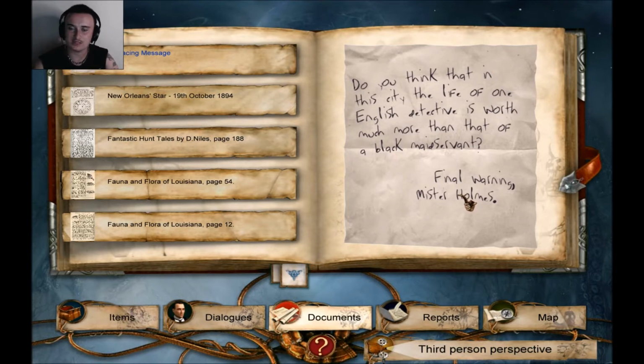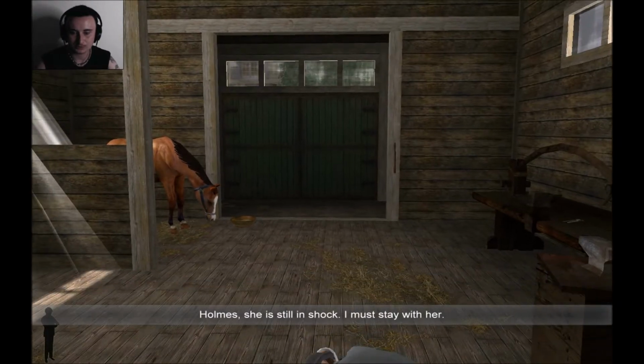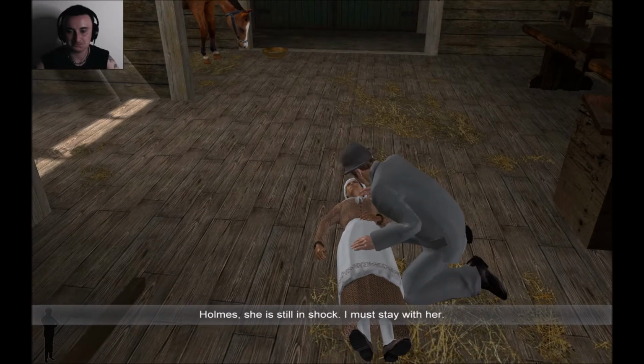Do you think that in this city, the life of one English detective is worth much more than that of a black maidservant? Final warning, Mr. Holmes. Rude. Holmes, she is still in shock. I must stay with her.